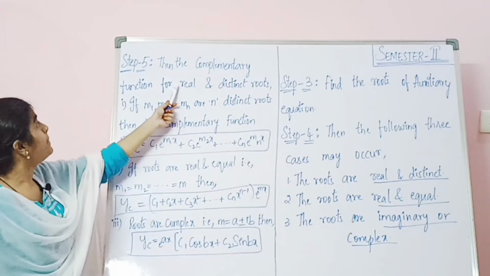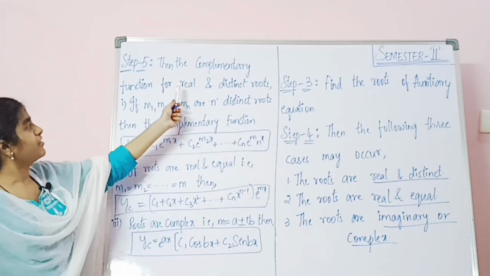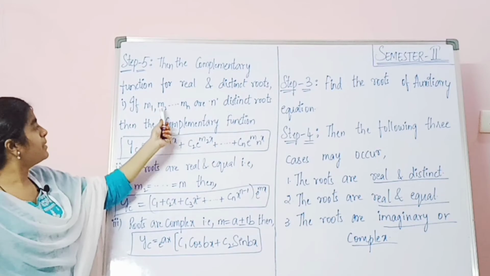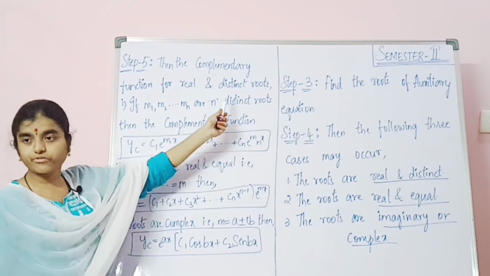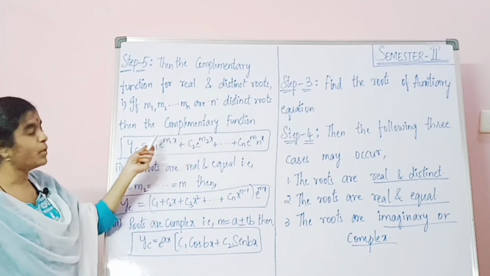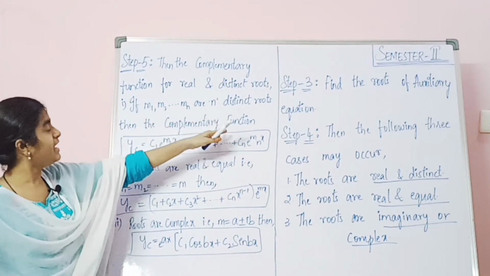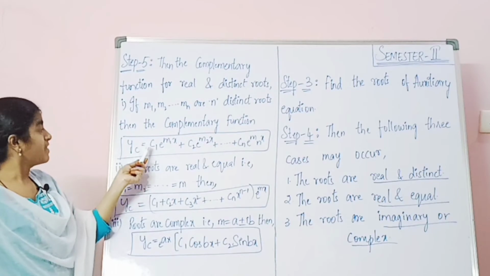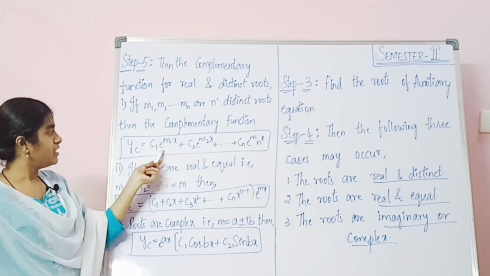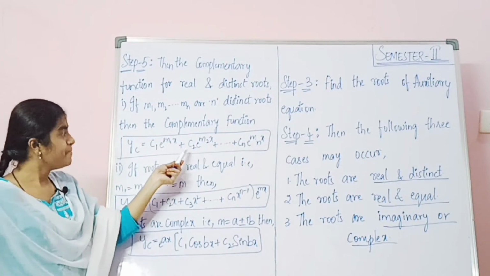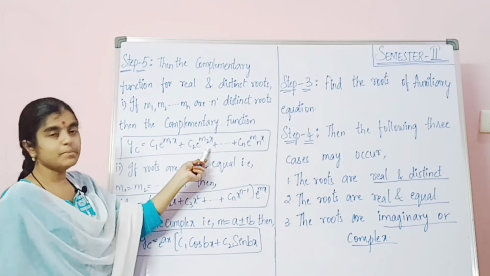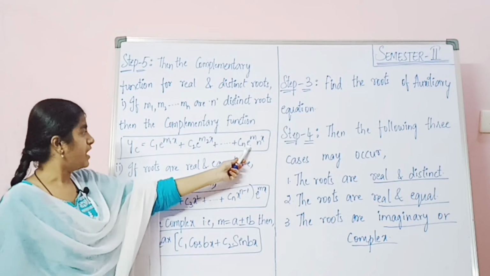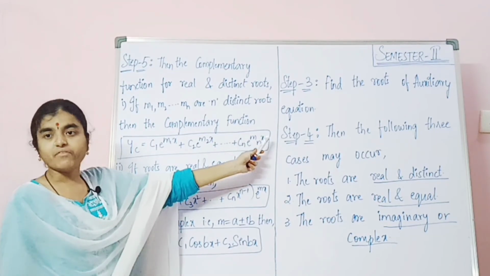Next in step 5, the complementary function for real and distinct roots. If m1, m2, and so on up to mn are n distinct roots, then the complementary function is yc equals c1 into e power m1x plus c2 into e power m2x plus so on plus cn into e power mn x.